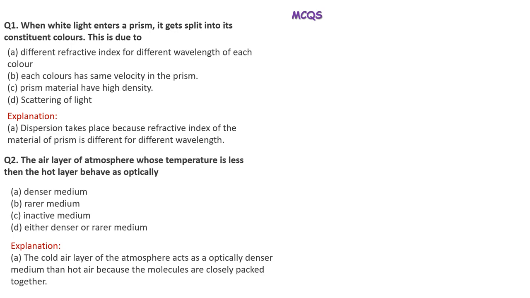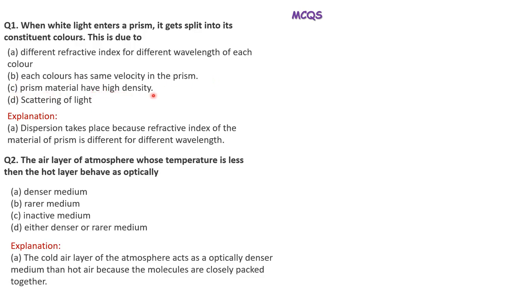So let's do this question. The first one, MCQ. When the white light enters a prism, it gets split into its constituent colors. Is this due to the different refractive index for the different wavelength of each color, or does each color have the same velocity in the prism? This is absolutely wrong. We know that the colors have different velocity. Red has the maximum velocity and violet has the minimum velocity.